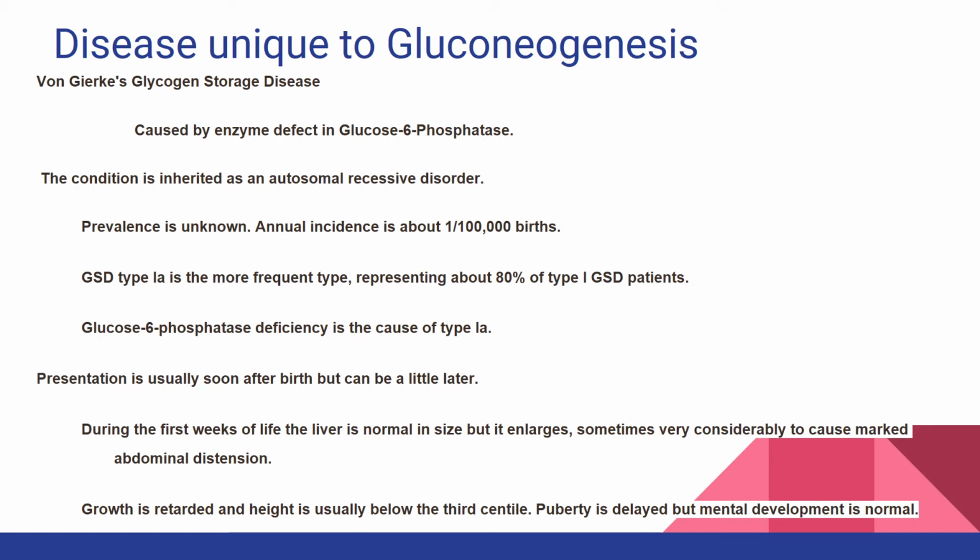GSD type 1A is the most frequent type, representing about 80% of type 1 GSD patients. Glucose 6-phosphatase deficiency is the cause of type 1A. Presentation is usually soon after birth, but can be a little later. Shortly after birth, hypoglycemia and lactic acidosis often cause convulsions. More moderate hypoglycemia can cause irritability, cyanosis, hypotonia, tremors, loss of consciousness, and apnea. During the first weeks of life, the liver is normal in size, but it enlarges, sometimes very considerably, to cause marked abdominal distension. Growth is retarded and height is usually below the 3rd percentile. Puberty is delayed, but mental development is usually normal.